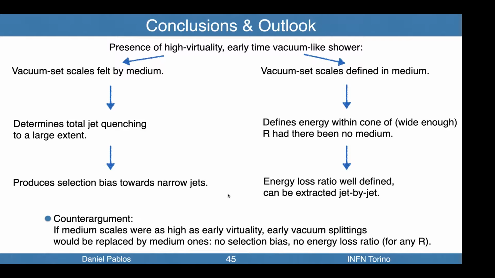As a counter argument, if the temperature of the medium was crazy high, as high as the early virtuality, then the early vacuum splittings would interfere or be completely replaced by the dynamics of the medium. There would be no selection bias, and there would be no energy loss ratio for any R to define. However, reasonable estimates and phenomenology indicate that this is not the case, or that this case would only be for very small R.